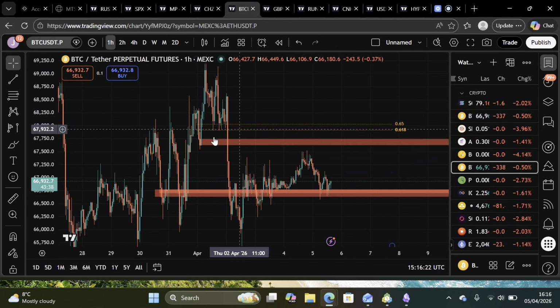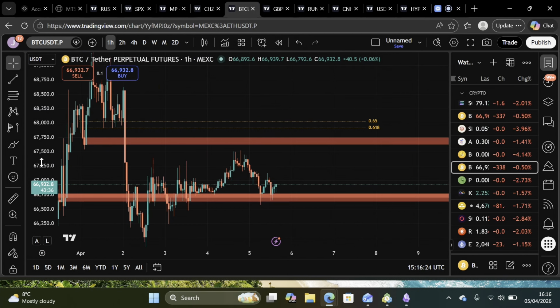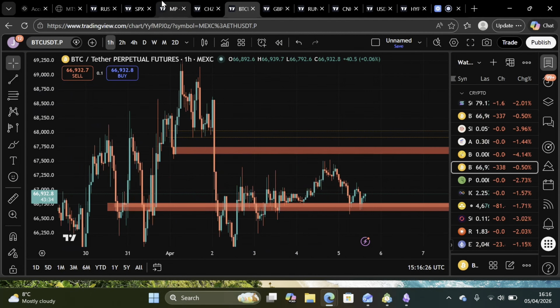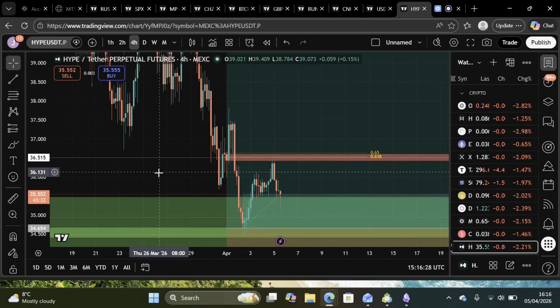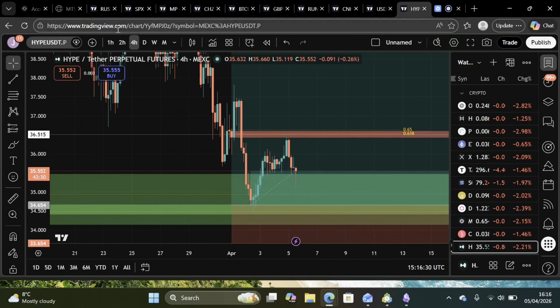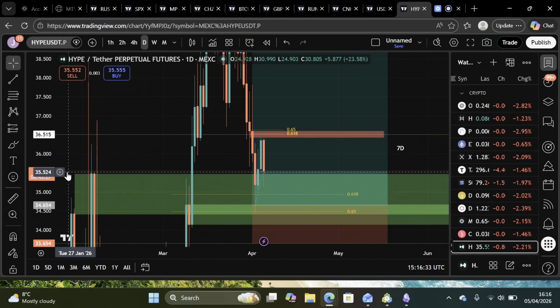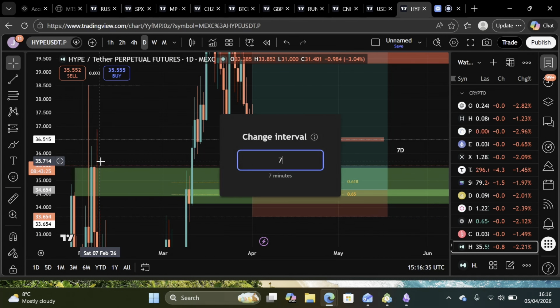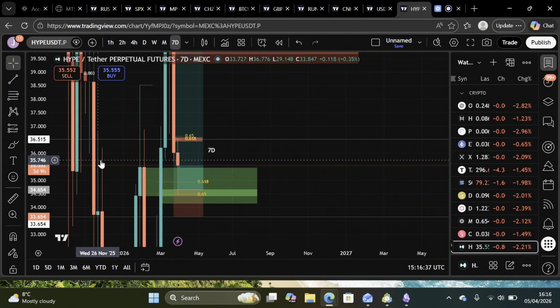Let me go over here. I think I have a chart here. Was there something else on HYPE I wanted to show you? So HYPE, okay, HYPE is another trade that I took. HYPE had a 7-day hidden order block. Now this level wasn't refined crazily.